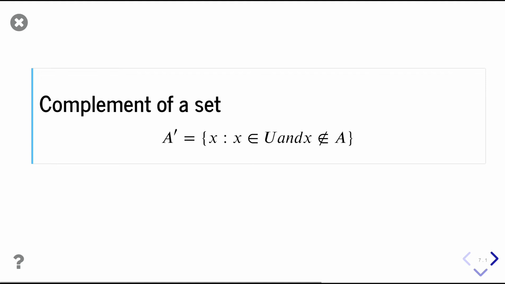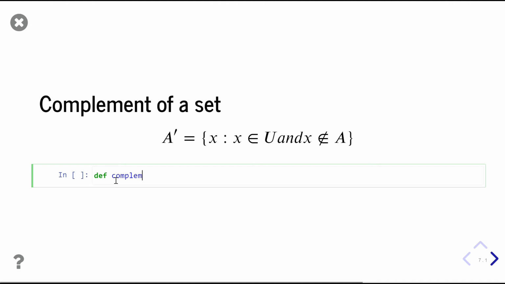The third operation that we are going to perform is the complement of a set. Since the complement of a set requires the presence of a universal set also, Python doesn't provide a ready-made function for the complement of a set, but we can create a function. We can define complement, which takes a set A and U, and returns U minus A.